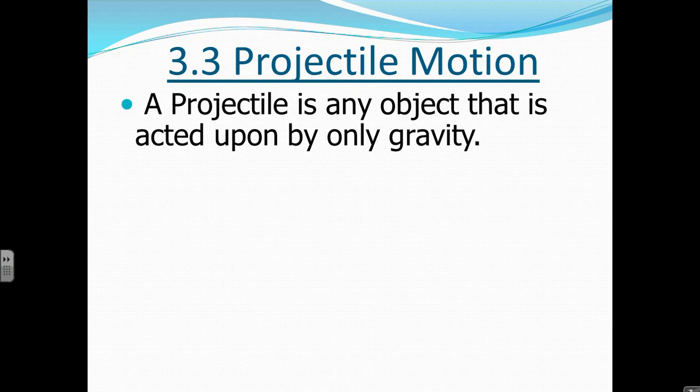A projectile is any object that is acted upon only by gravity. And in this class we're going to speak about a bunch of different types of projectiles where gravity is the only thing acting on it. What that means is that there are no engines, no propellers, no thrust coming from any other source that is keeping these projectiles going. It's just gravity.